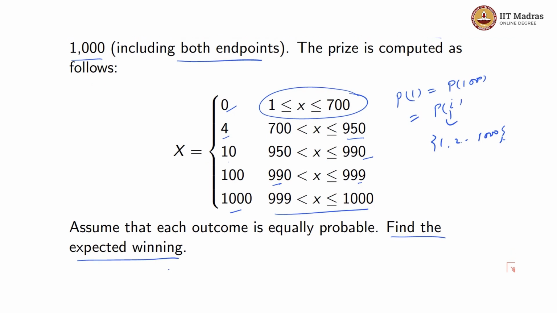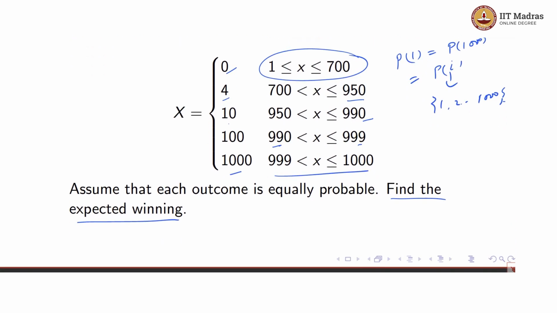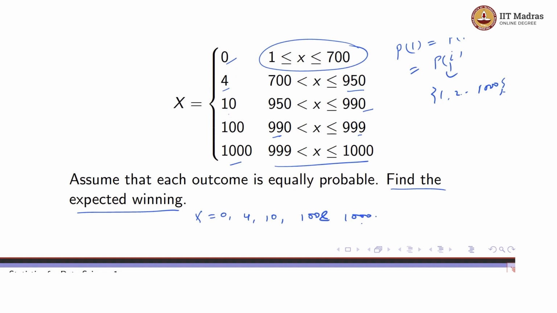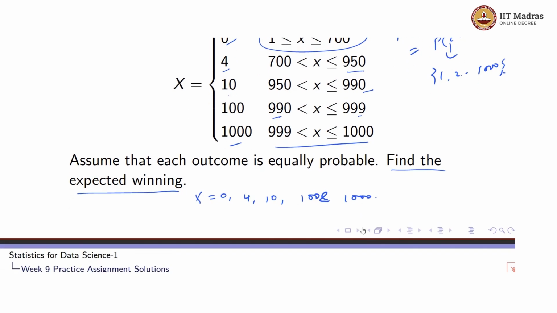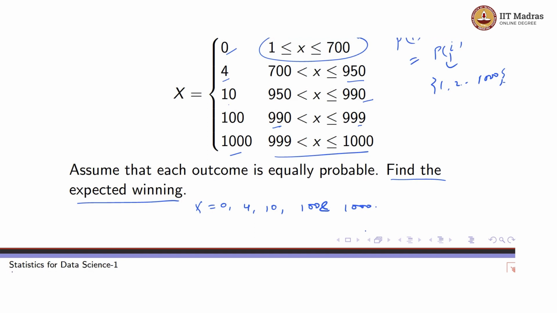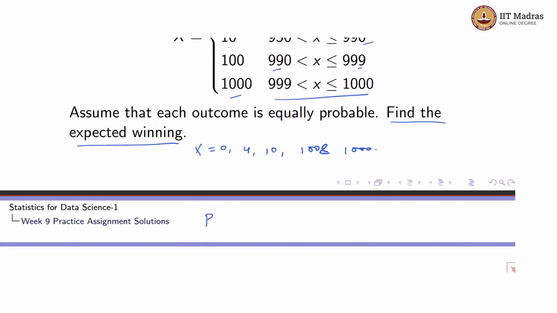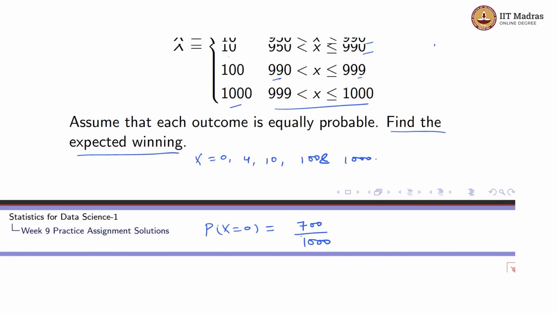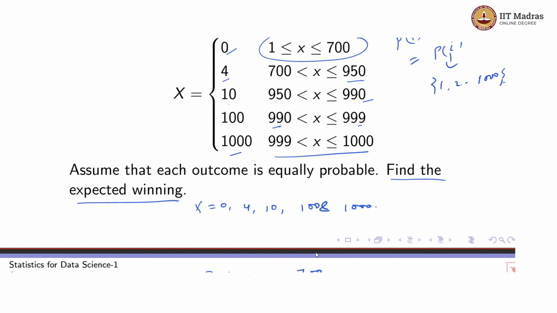So first we have to see what values our random variable takes. Here our random variable is taking values 0, 4, 10, 100 and 1000. You will get nothing, or 0 rupees, when your number lies from 1 to 700. That means the probability of x taking value 0 is nothing but 700 upon 1000, because you have 700 points.